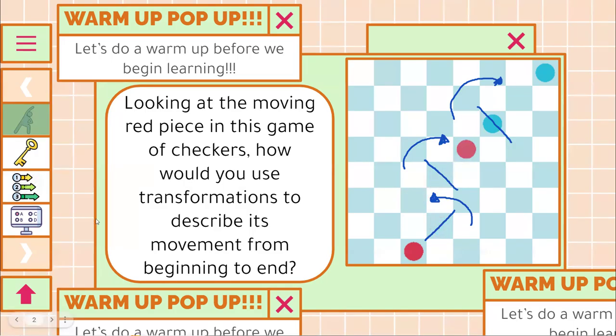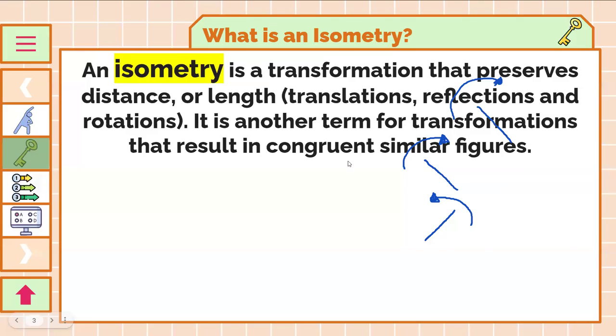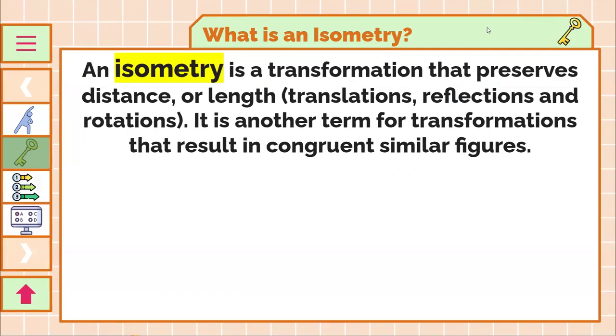Let's clear this up and actually talk about what is an isometry. An isometry is a transformation that preserves distance or length. In other words, they are translations, reflections, and rotations. It is another term or word for transformations that result in congruent similar figures.